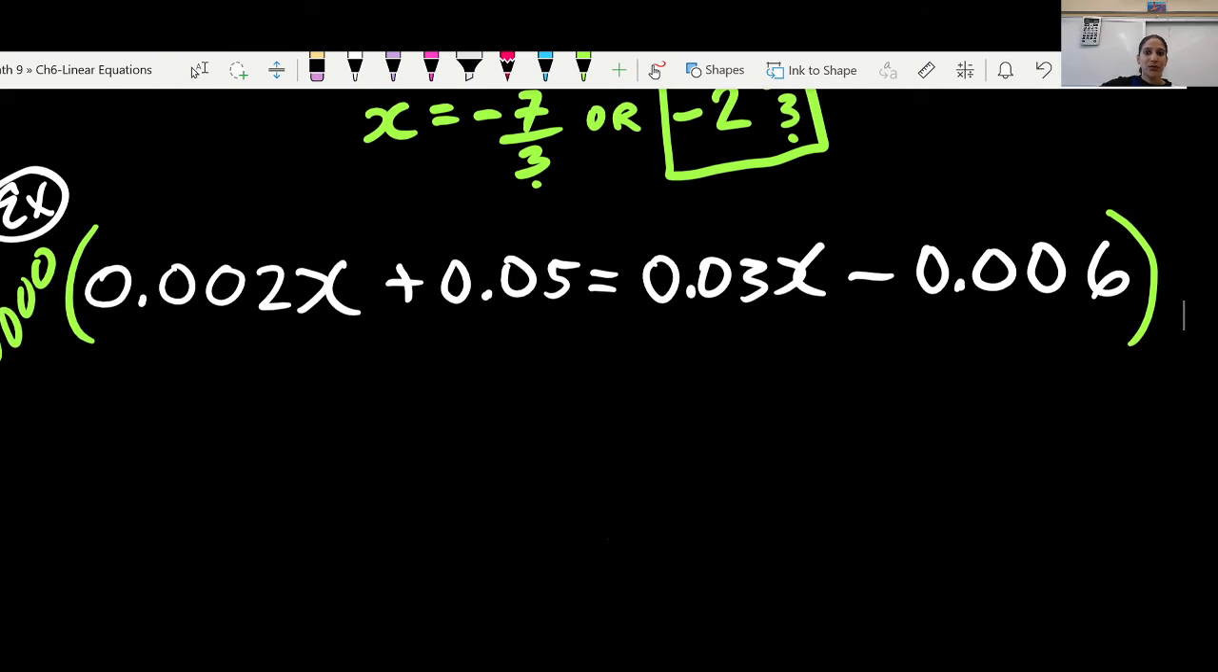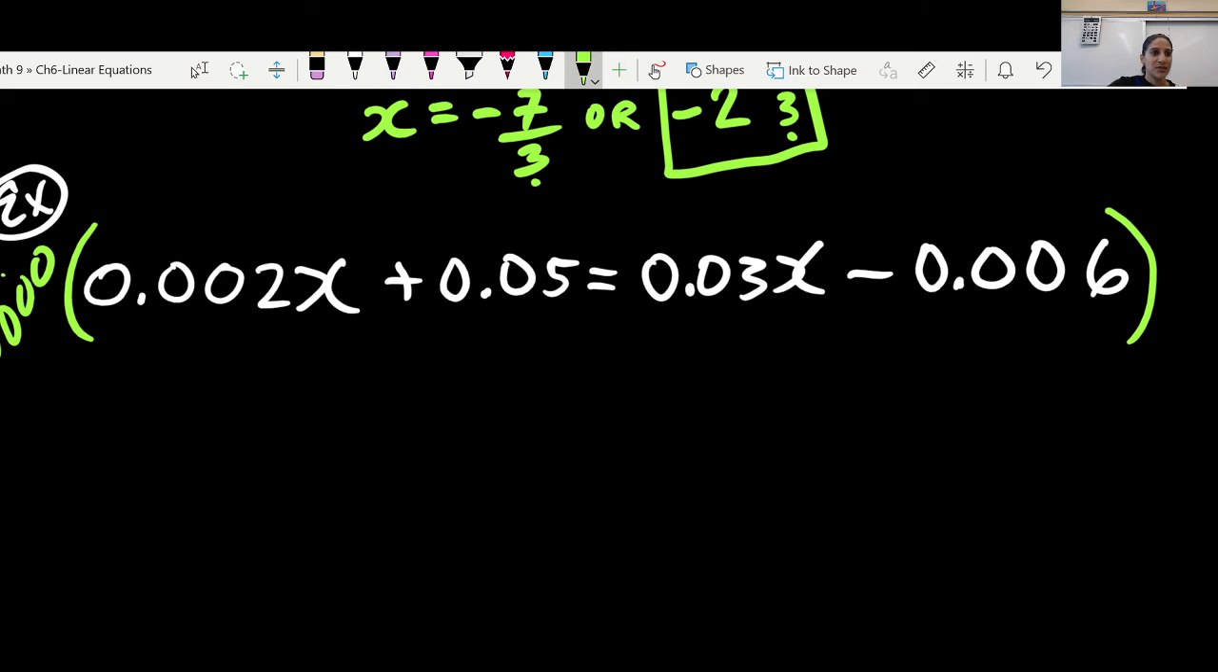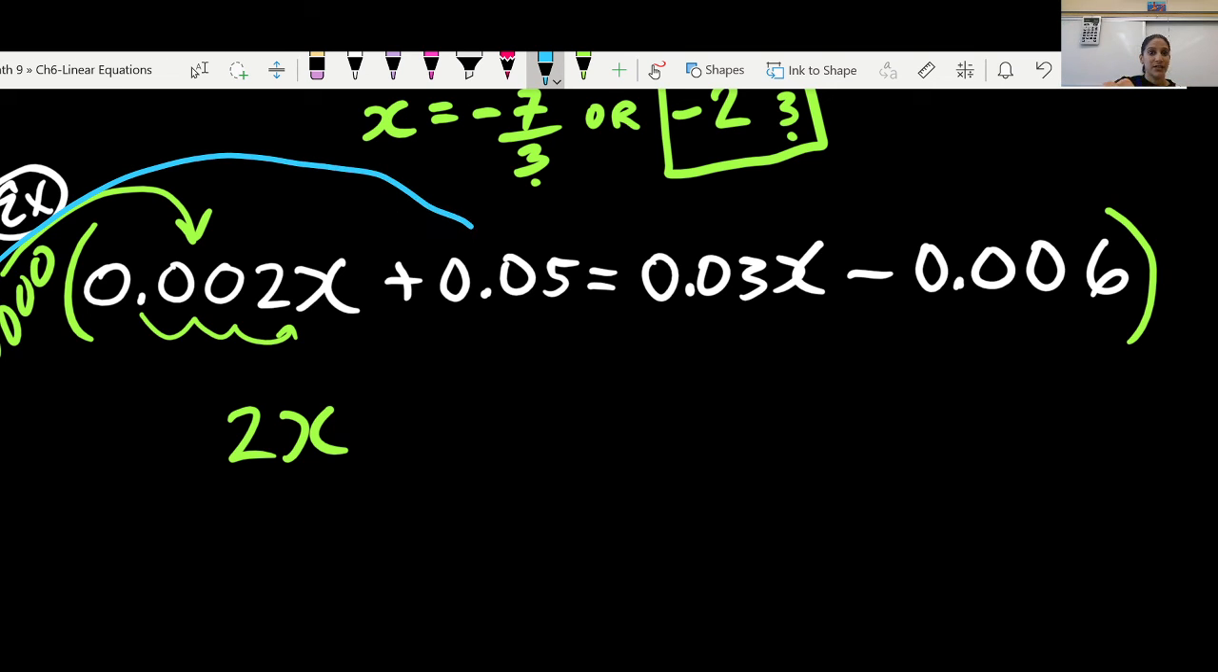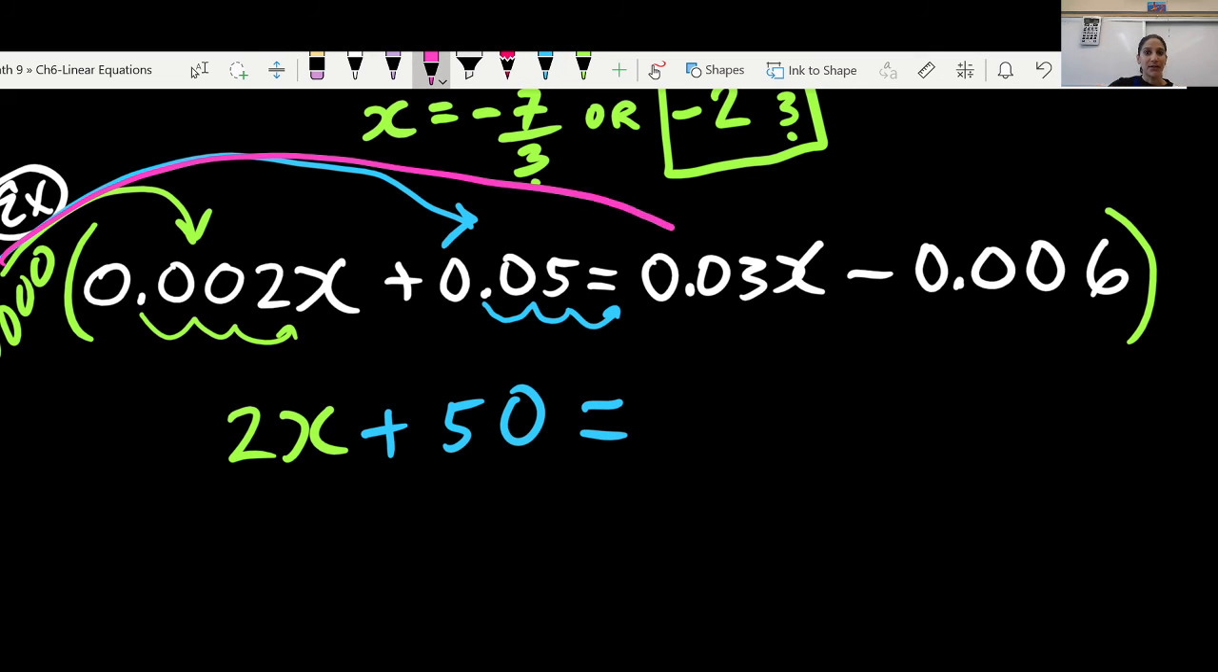Okay, so now we go through just like we did with the fractions and we start distributing this. If I multiply 0.002x by 1,000, we just move this over 1, 2, 3 times, so I would actually get 2x. Then I want to do the same thing with the next term. I go back to 1,000 and I distribute it here. If I'm multiplying this by 1,000, I'd go 1, 2, 3, so I'd actually get plus 50 equals, and then I want to go back and multiply 1,000 by this. So I'd go 1, 2, 3, so I'd have 30x.